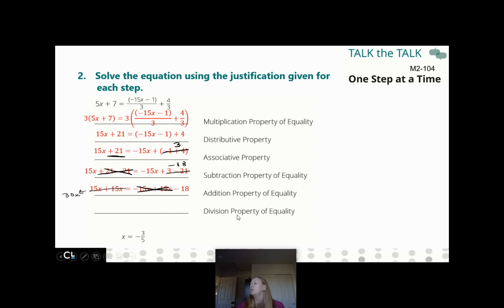Last but not least, it does say division property of equality. Oh yeah, to get the x alone, you're going to have to divide both sides by 30. And of course, there's a reason we do that, and that's because those guys will cancel out. So negative 18 divided by 30. Ooh, that simplifies down because I can divide both of those by 6, right? Always simplify your fractions whenever you can. Negative 18 divided by 6 is a negative 3, and 30 divided by 6 is 5. Wow, look at that. So we used the properties that they gave us to help us work this out. All right, well done us.